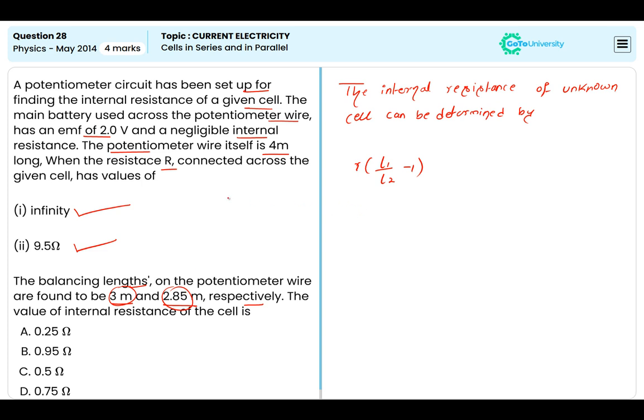Then the R value we are going to take here is 9.5 ohms. Then by taking this, 9.5 into (3 divided by 2.85 minus 1). Then by simplifying, we get the answer 0.5 ohms. Then option C is the right answer.